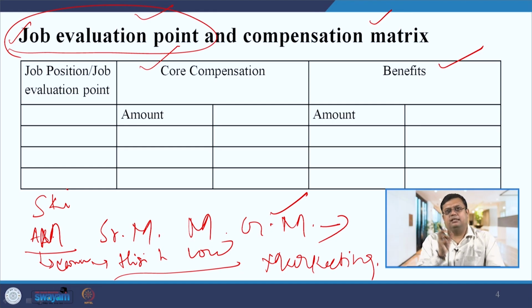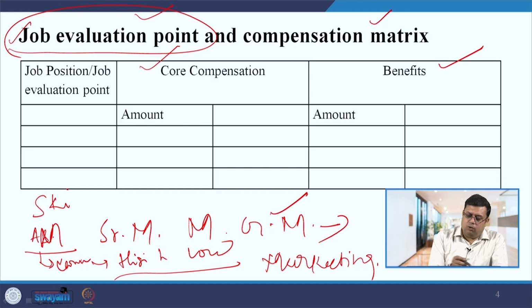If the skill is high, then job worth is high, right, the points are high. How many points you will give, that each organization has to decide, like for this particular skill, for low level, these many points are there. So, that is how you can decide the job worth of each position, right.